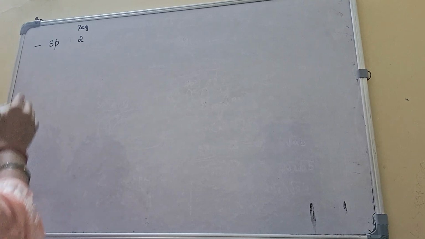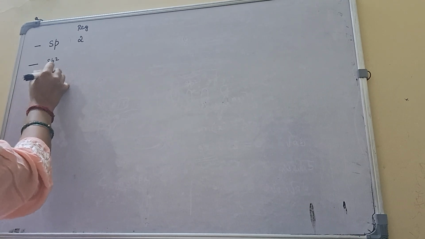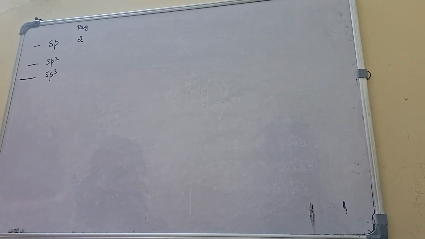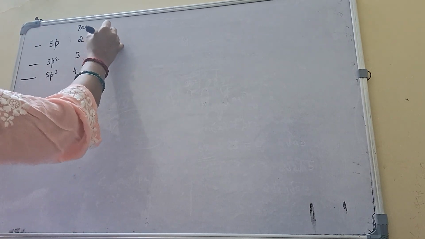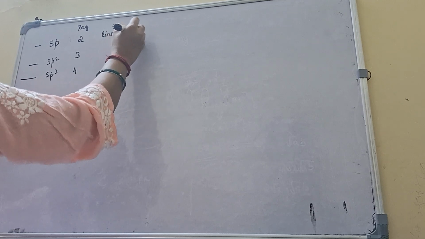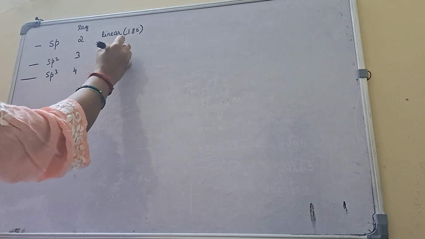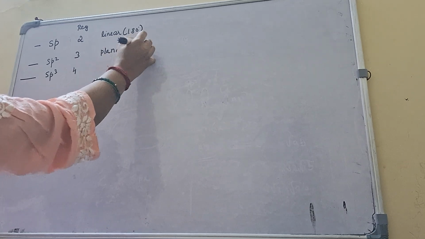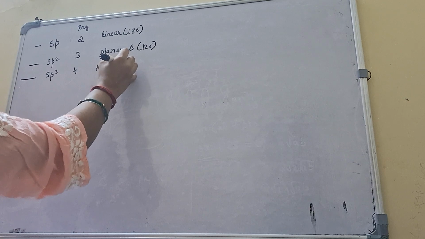I told you the percentage of p is less here, so it is comparatively a short bond. Next we will write sp2, it is slightly long, and sp3 is having the longest, right? So 3 regions and 4 regions. The shape is linear or 180 degree. This is going to be trigonal planar, so 120, and this is going to be tetrahedral.